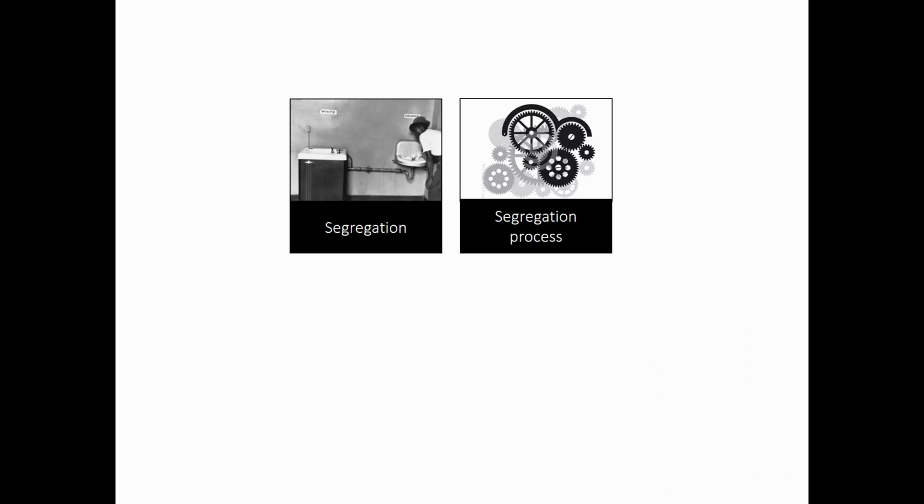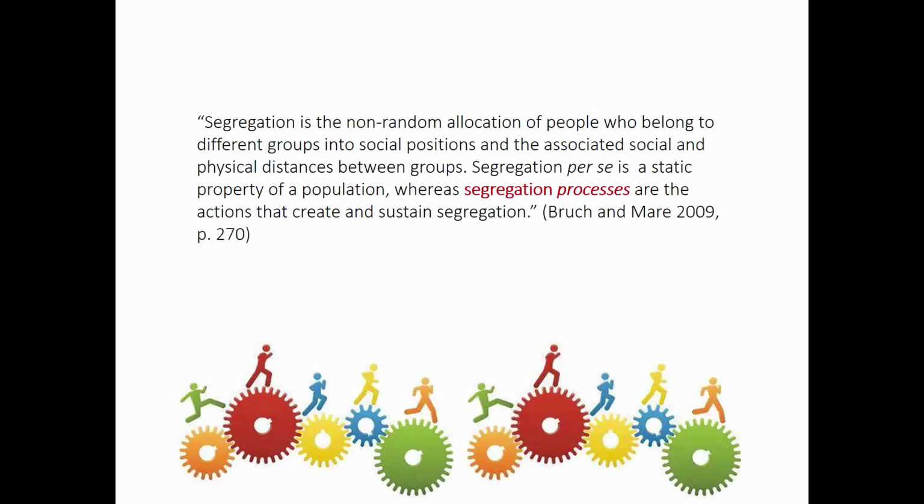Now the answer that Thomas Schelling suggested, and remember he's the guy who won the Nobel Prize, not for that, but he could have equally won it for that, in my opinion, is about looking at the segregation process. You have a definition by Brook and Mayer. Let me read it out. They say segregation is the non-random allocation of people who belong to different groups into social positions and the associated social and physical distances between groups.